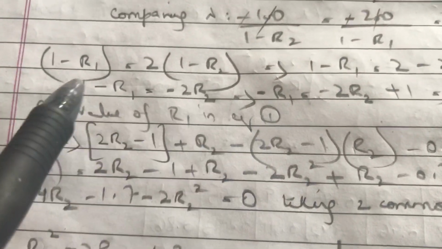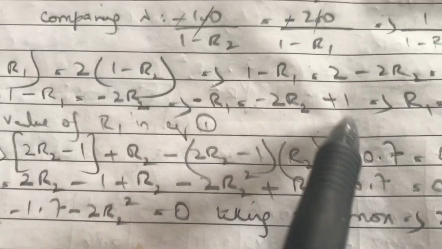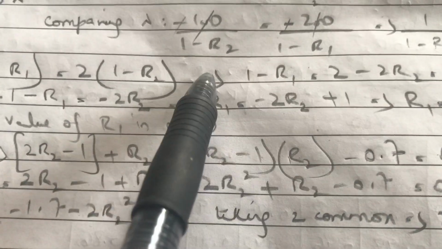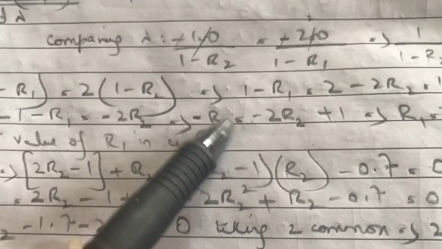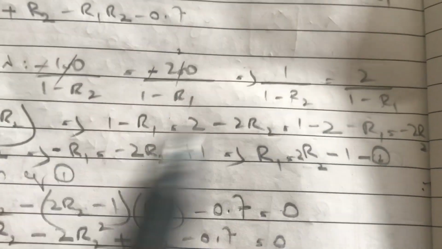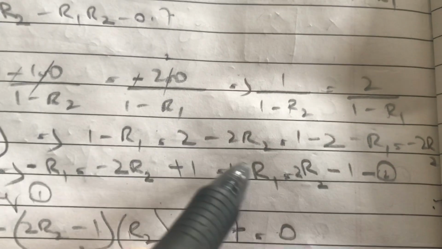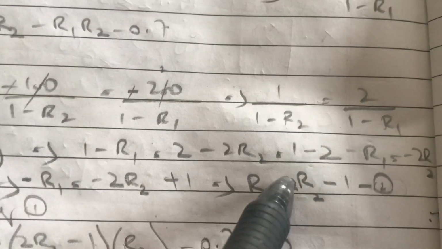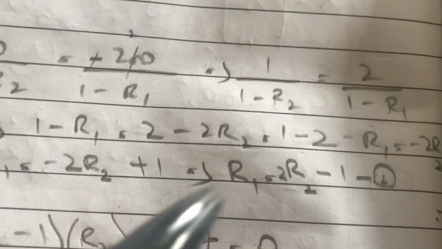And what happens next? We got a value for r1. We said that we were going to find the values for our reliabilities. So we find a value for r1, and what we got here is 2r2 minus 1. By doing our calculations, we found an equation for r1, that is 2r2 minus 1, and we name it equation 2.